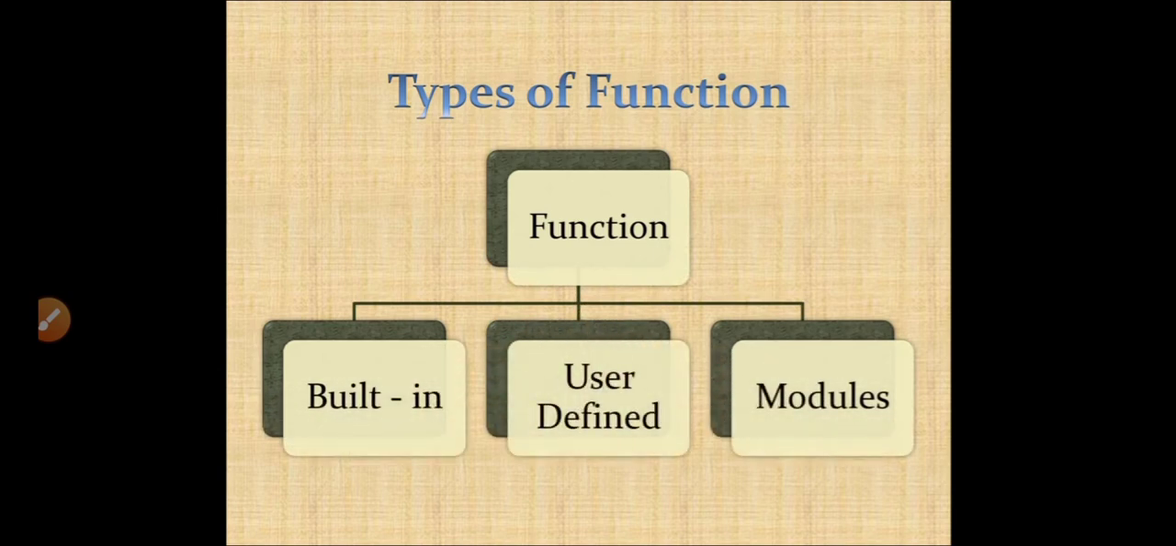Types of function. Basically there are three types of functions in Python: built-in, user-defined and modules. Built-in functions are the functions that are inbuilt by Python. User-defined functions are the functions which can be created, defined, declared and called by the user for some specific task. Modules are basically a type of file which contains a collection of interrelated functions.